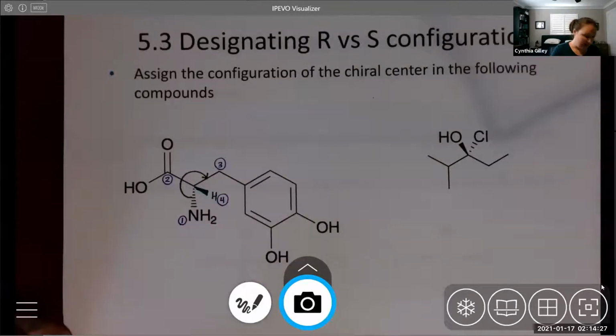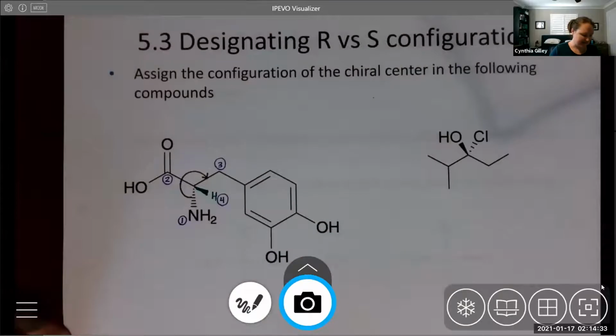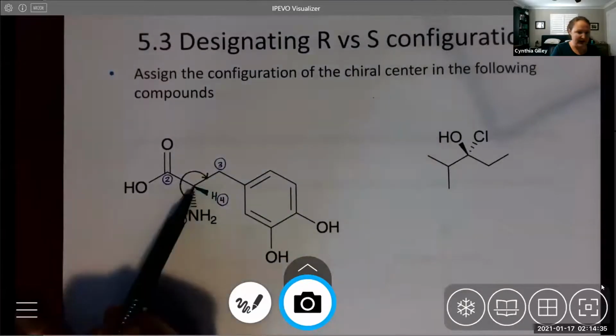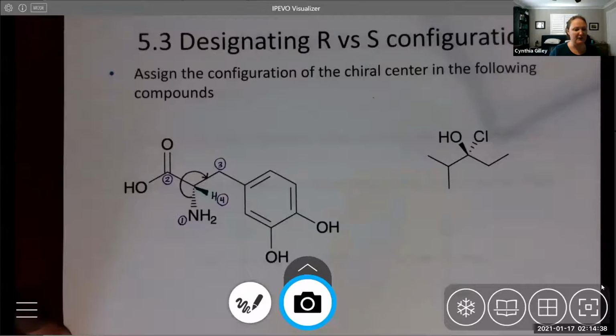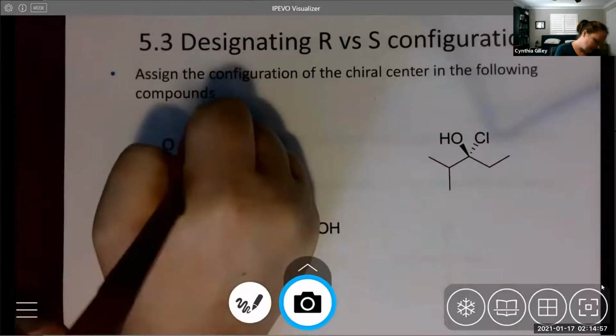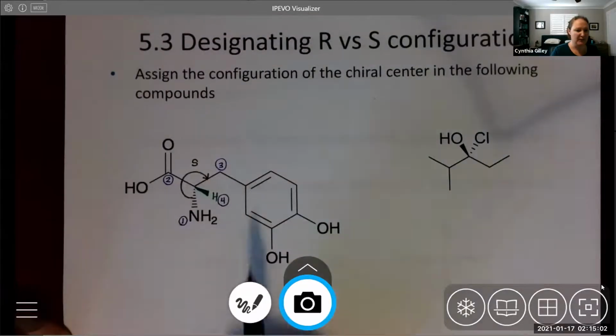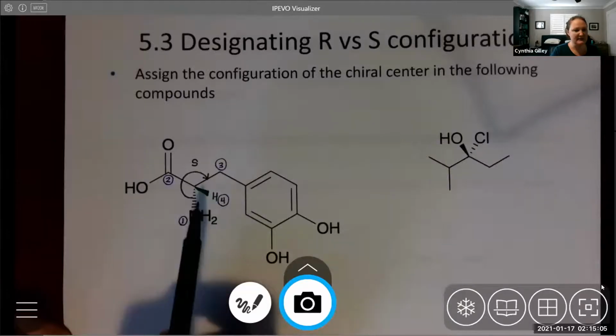So with a clockwise motion here, right? Normally clockwise would be R, except for the fact that our 4th priority group is pointed out at us. We're actually looking at it from the wrong direction. We should be looking at it sort of from behind the paper, not in front of the paper. And so if we're looking at it from behind, what from our perspective looks like clockwise, the other perspective would look like counterclockwise. So this is S. So clockwise directionality of our arrow with the 4th priority group coming out at us means that it is S.